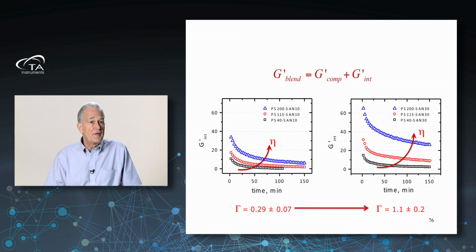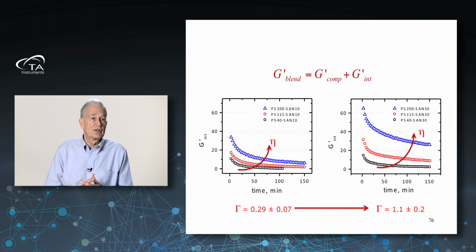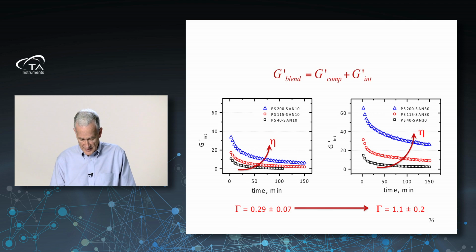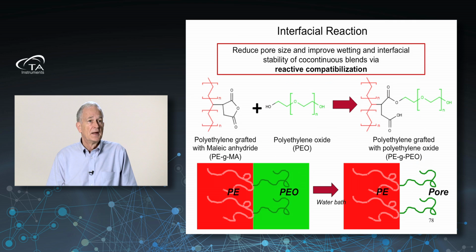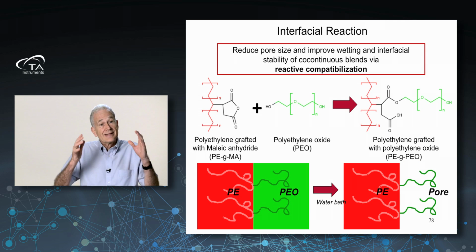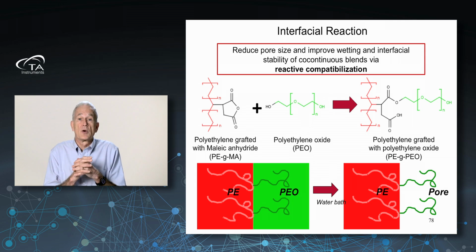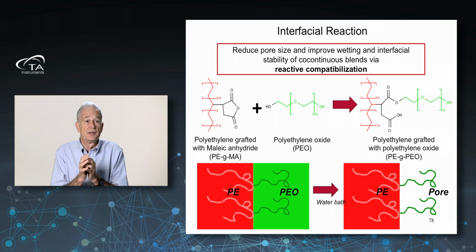And we can actually fit the coarsening rate, as shown here, to depend on that ratio of interfacial tension and viscosity. So we change both the interfacial tension and the viscosity, and we have the plot of the coarsening rate for all the different samples. But we can stop the coarsening by having a chemical reaction, and this is called compatibilization.